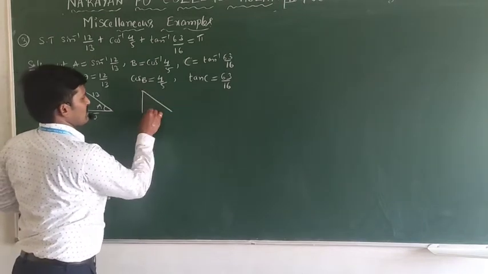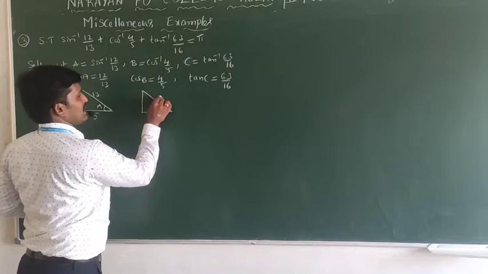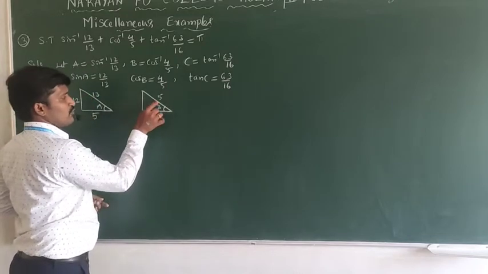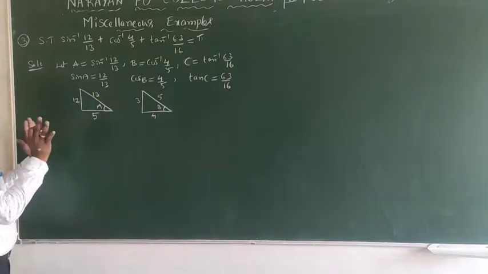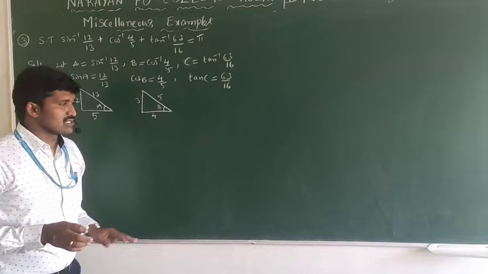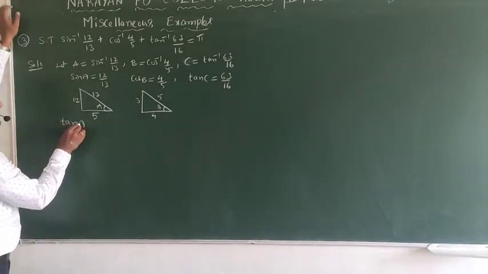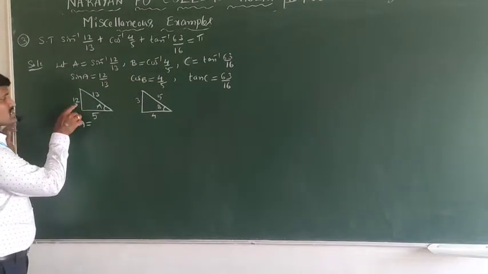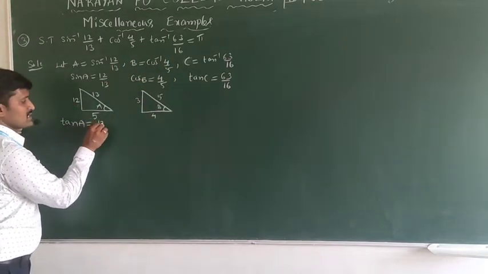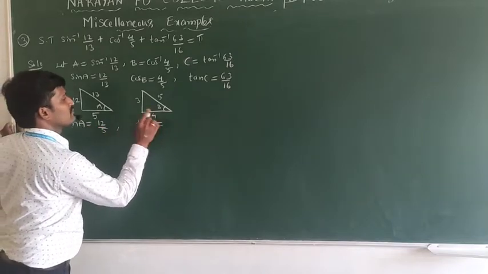So coming to the next one, cos B. This is adjacent by hypotenuse. This is 4 by 5, so what is the opposite? You will get 3. Now only these two are enough; later we use tan C also. Now from this I will find out tan A, because the third term is already in terms of tan. Tan A means opposite by adjacent, 12 by 5. From this find out tan B, 3 by 4.